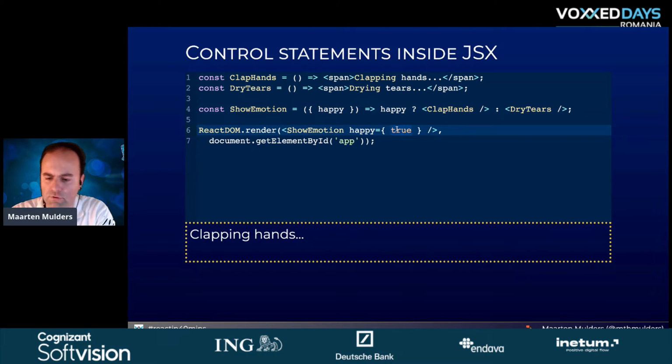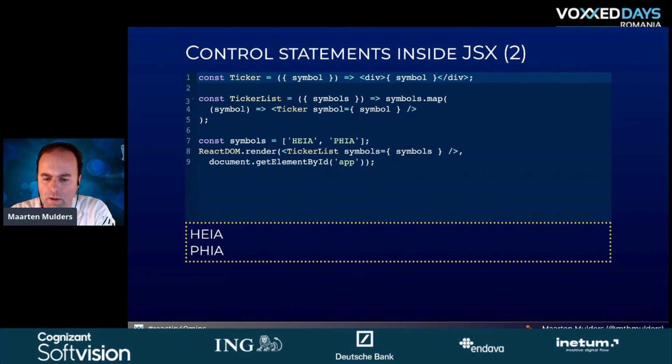And if I would turn from happy to sad by saying happy is false, then the conditional gets evaluated again. As I said, I'm passing a new value here, so the component is re-rendered, and I'm seeing the text drying tears. The second type of control statement that is allowed here in JSX is iteration, basically kind of a for loop.